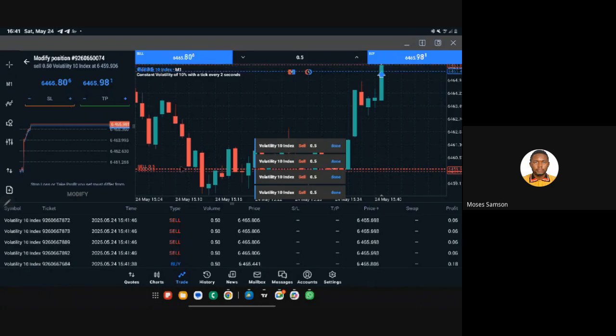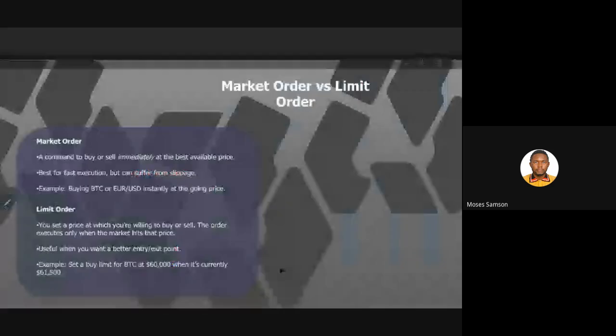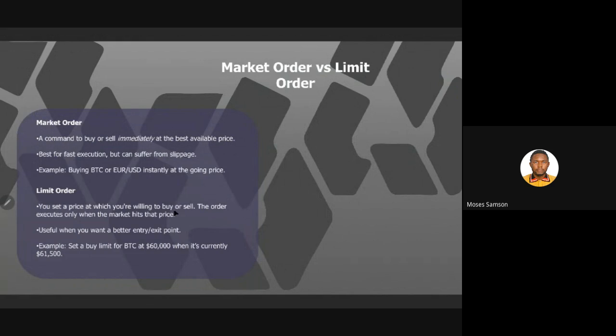But in limits, what do limits say? In limits, you set a price at which you are willing to buy or sell. That's why we have the buy or sell limit orders in our Meta 5. This is useful when you want a better entry or exit point.